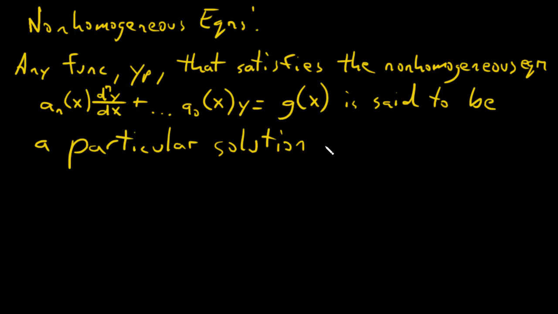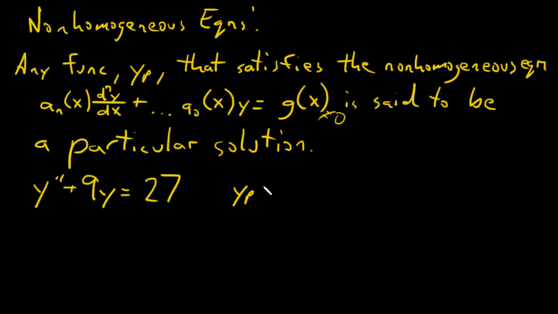Okay? Now, we've been using particular solution for a while now, kind of informally, but this is to kind of really nail it down. And from here on, when we say particular solution, we mean one that solves a non-homogeneous equation where g of x is not equal to 0. Okay? As an example, let's say I had y double prime plus 9y equals 27. Okay?